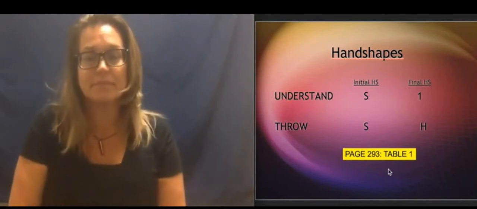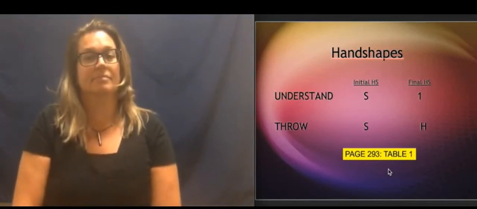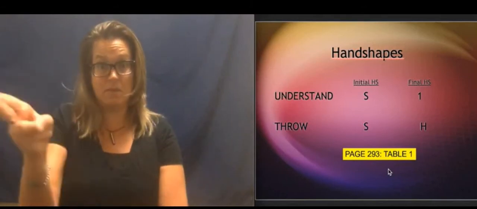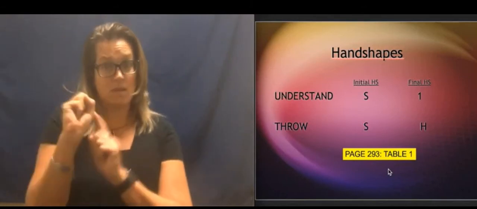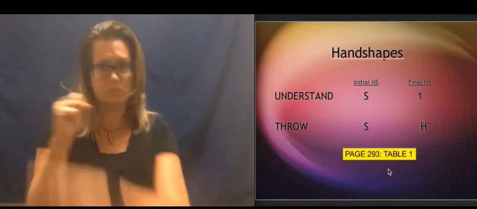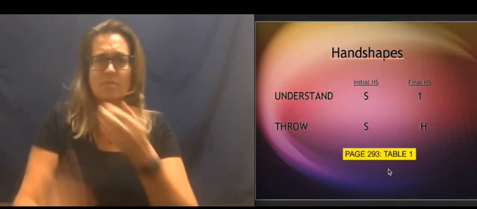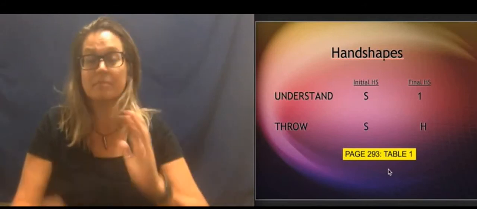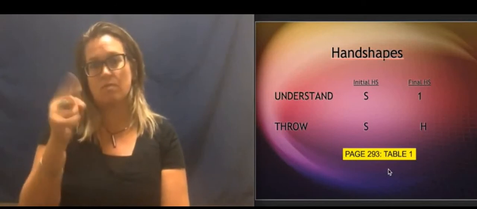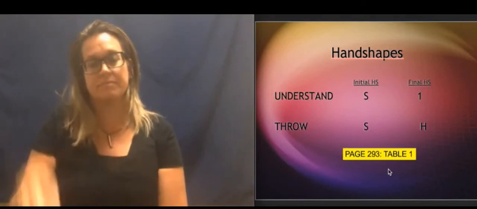Now moving on to the word throw. It's signed like this, throw. So we have the S hand shape for the initial hand shape. We have to identify whether it's a movement or a hold. I want you guys to discuss that. And you can see that table on page 293.